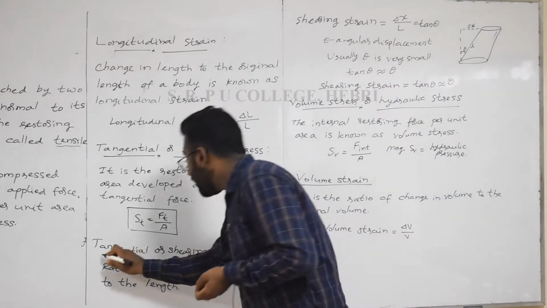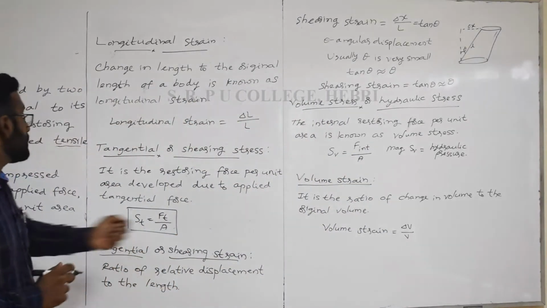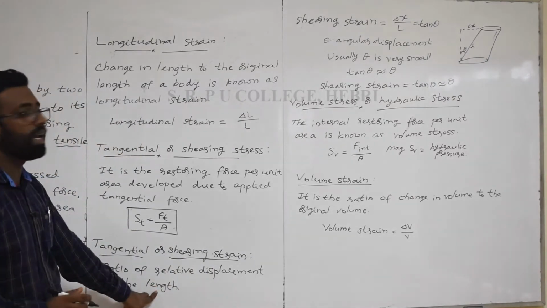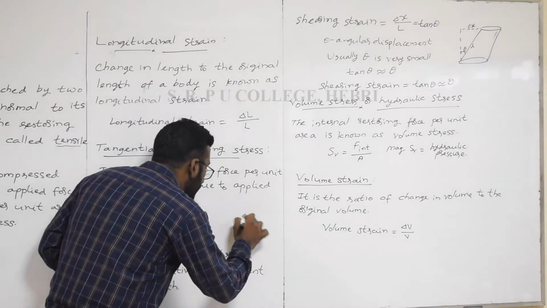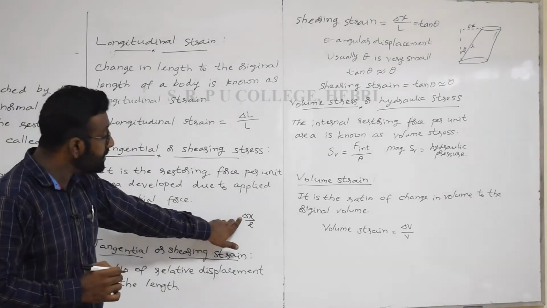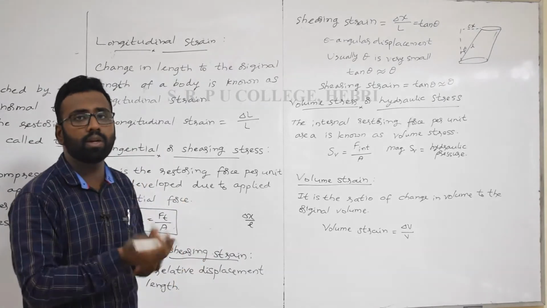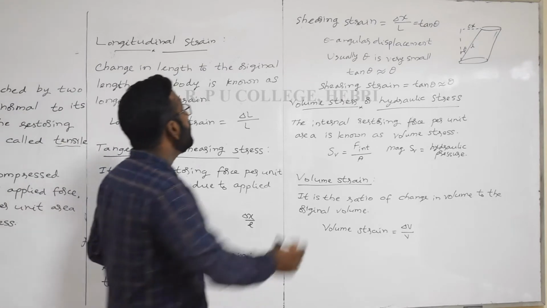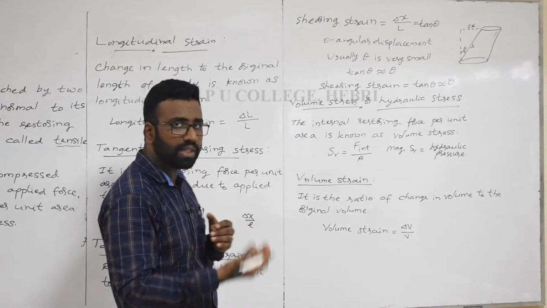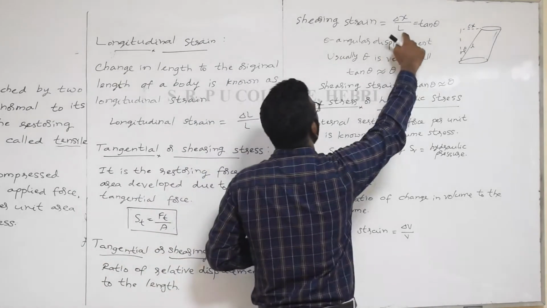Similarly, tangential or shearing strain. It will be the ratio of relative displacement to the length. It is simply delta x divided by L, right? Delta x is the relative displacement with respect to the length of the cylinder or whatever material we are taking. You can write this as shearing strain or tangential strain, both are the same. You can just remember that it will be equal to delta x divided by L.